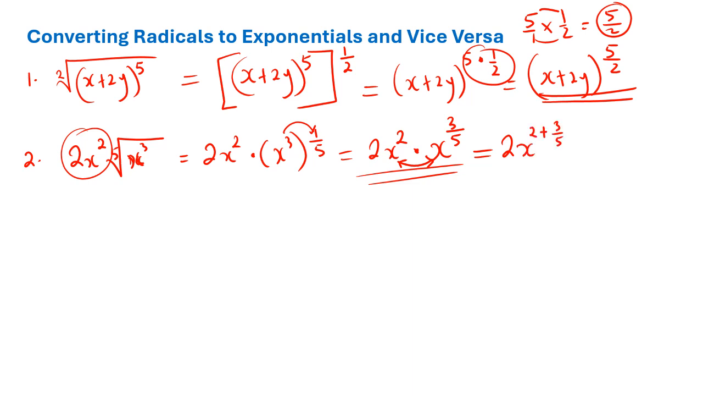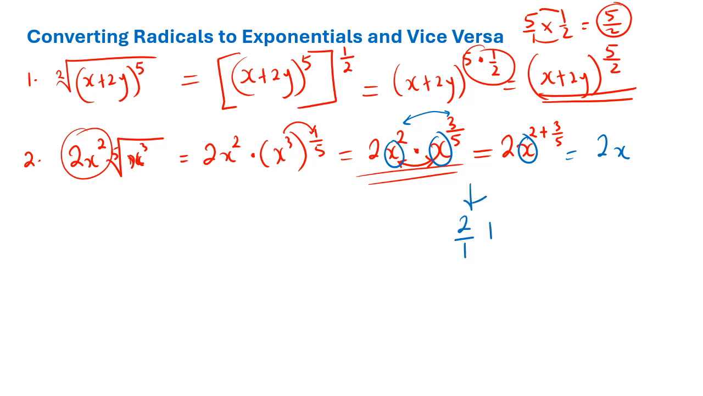What we're doing here is keeping the bases, because of the same variable, so they have the same base. You just keep the x, and then you add the exponents in this case. So that would give 2x, and the 2 plus 3 over 5 exponent will be done separately. Let's see how we can do that.